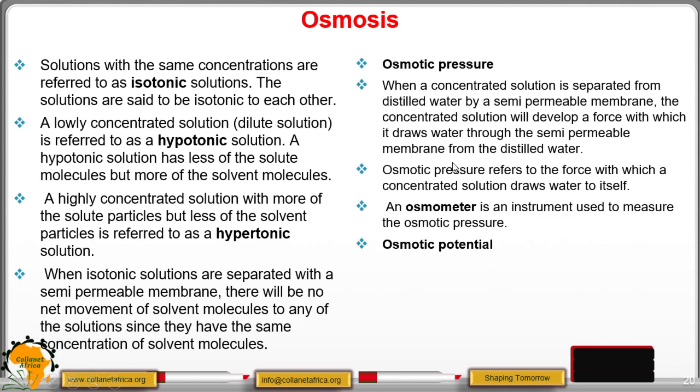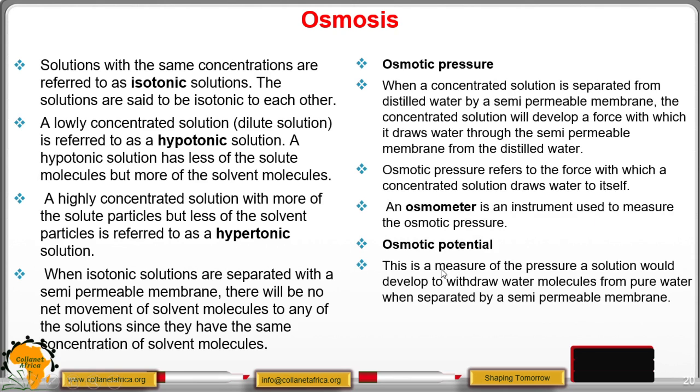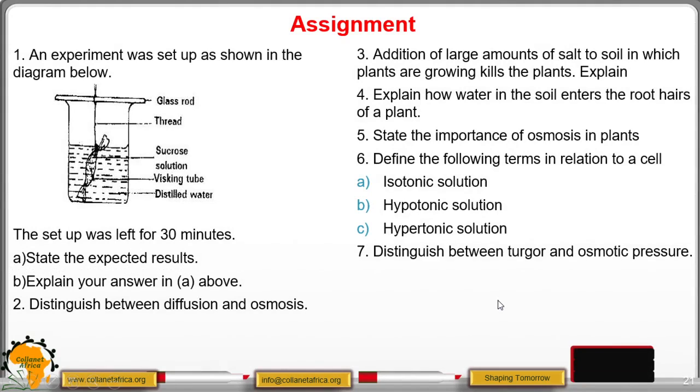Then apart from the osmotic pressure, we have the osmotic potential, and this is a measure of the pressure a solution would develop to draw water molecules from pure water when separated by a semi-permeable membrane.